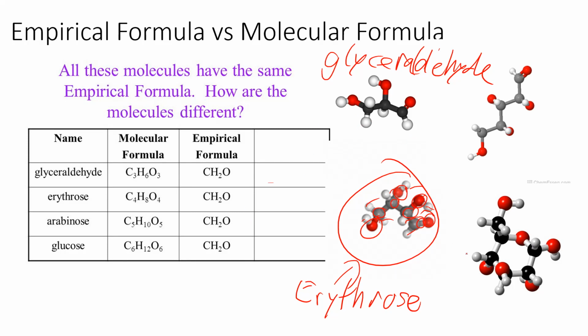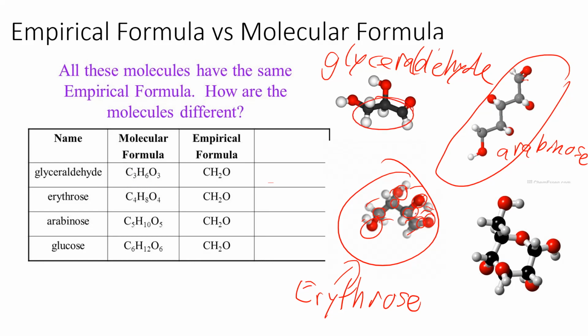And same thing with arabinose. This is arabinose. You can see it has 1, 2, 3, 4, 5 carbons. Now glyceraldehyde had 3 carbons, erythrose had 4 carbons, and arabinose now has 5 carbons, but they all have the same empirical formula because the number of oxygens and hydrogens also increased. But they are fundamentally different molecules with different properties. And finally, glucose, probably one of the most well-known organic molecules ever. Glucose has 6 carbons, 12 hydrogens, and 6 oxygens.